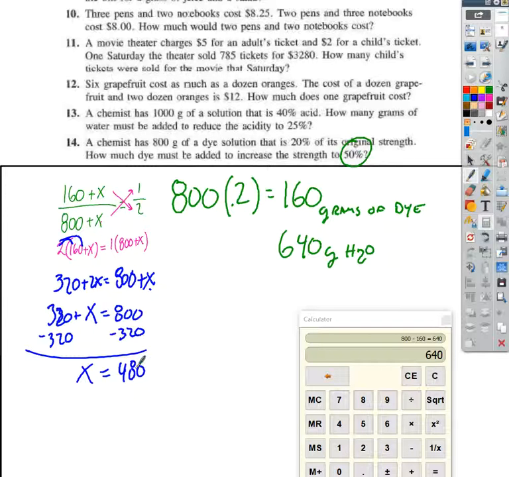So that means I have to add 480 grams of pure dye to my solution to take it from 20% dye to 50% dye. There we go. That's a lot of dye. So unfortunately, we've run out of time. So I hope you enjoyed this.